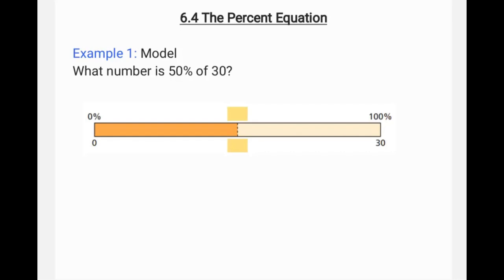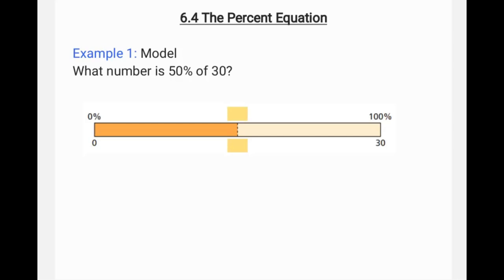This lesson's on 6.4, the percent equation. So we're going to show you a model of the percentage and also the number. You can see what we're looking for as far as the number or percent. In example 1, it asks us the question, what number is 50% of 30?